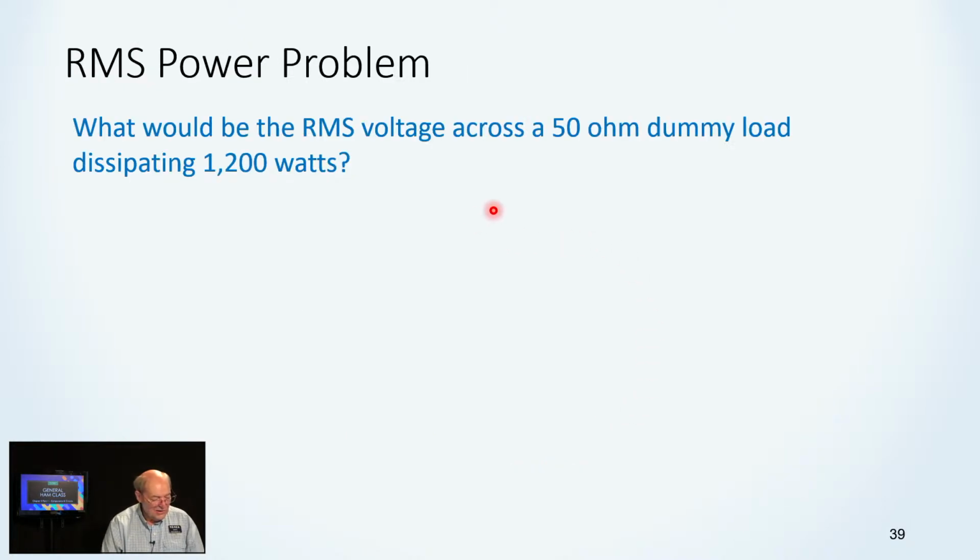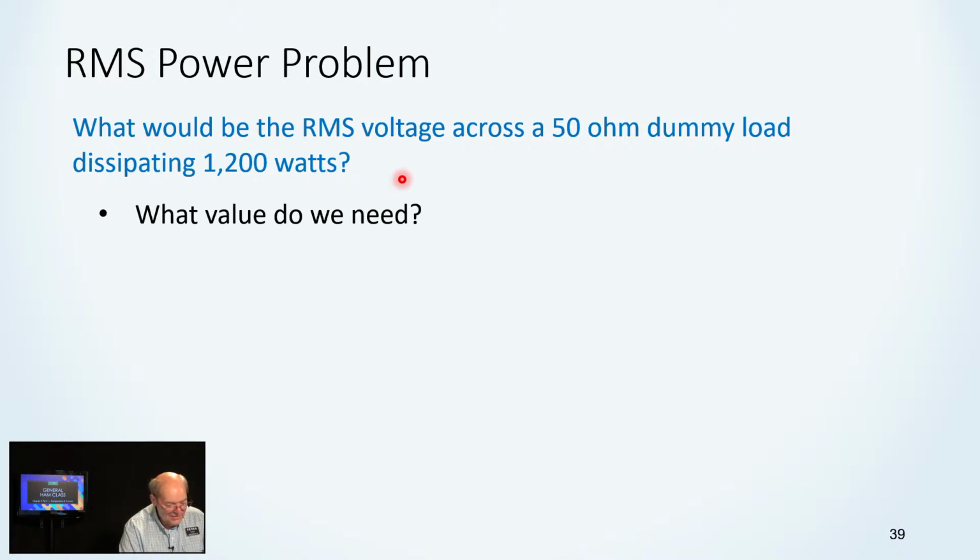And here's another one, an RMS power problem. So what we've done, we've talked about the power formulas, and now we're going to expand that a bit to RMS versus peak to peak. So what would be the RMS voltage across a 50 ohm dummy load dissipating 1200 watts is the question. So what value do we need? Okay, this is different than anything we've looked at before.